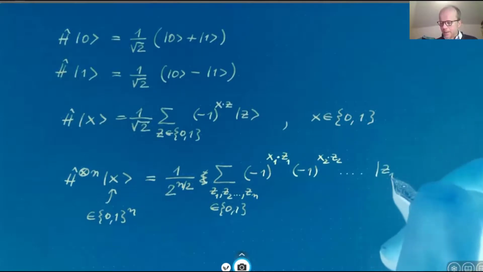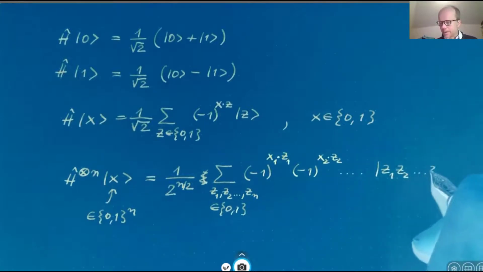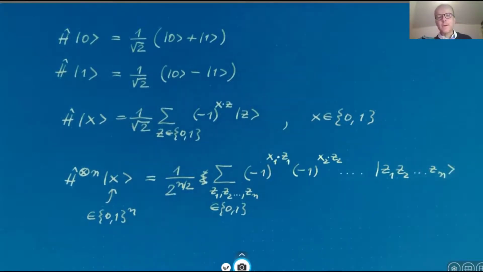And then the basis state z1, z2, z3, and so on up to zn, where x1 is the state of the first qubit in x, x2 is the state of the second qubit, and so on. And this expression can be written in an even more compact fashion.